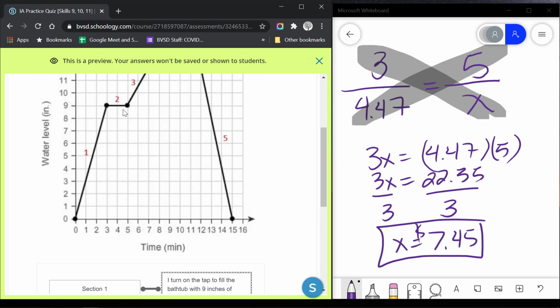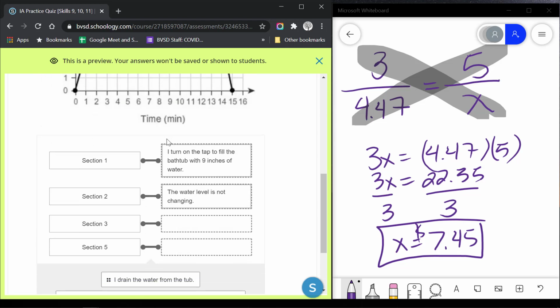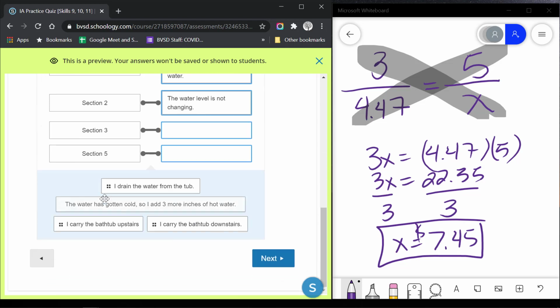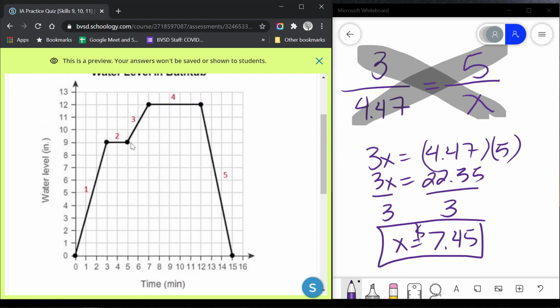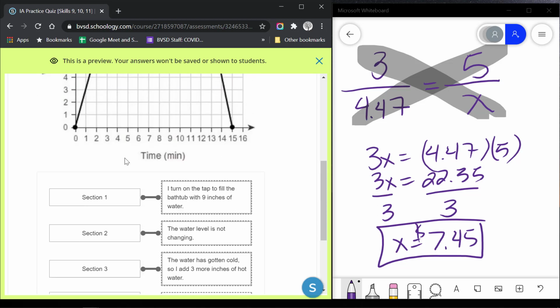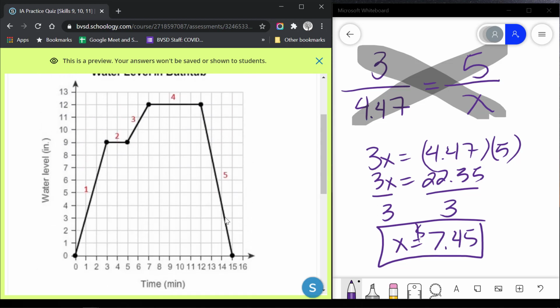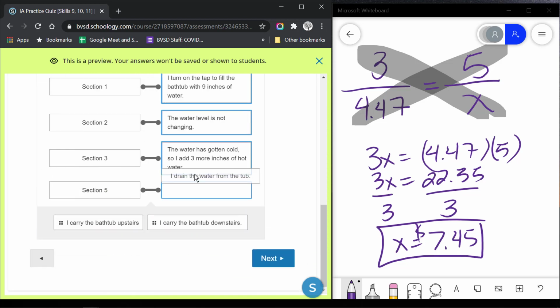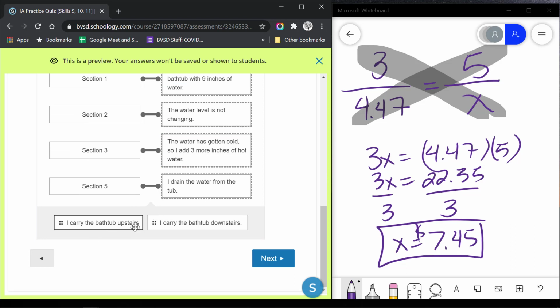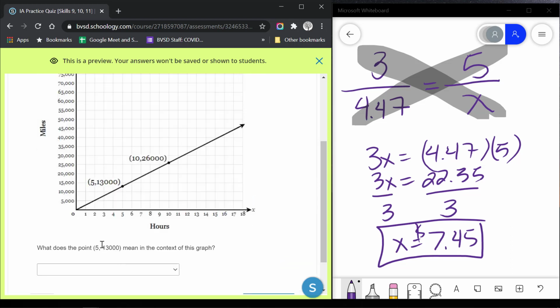Section 3, it goes to start increasing again. So which one says that? I add 3 more inches of water. Let's make sure it really is 3 more inches. Well, it goes from 9 inches to 12 inches, so that's adding 3 inches of water. And then section 4 is skipped, but section 5, the amount of water is decreasing again, so that's got to be draining water from the tub. Notice it has nothing to do with the bathtub going up or downstairs, right? That doesn't make sense.